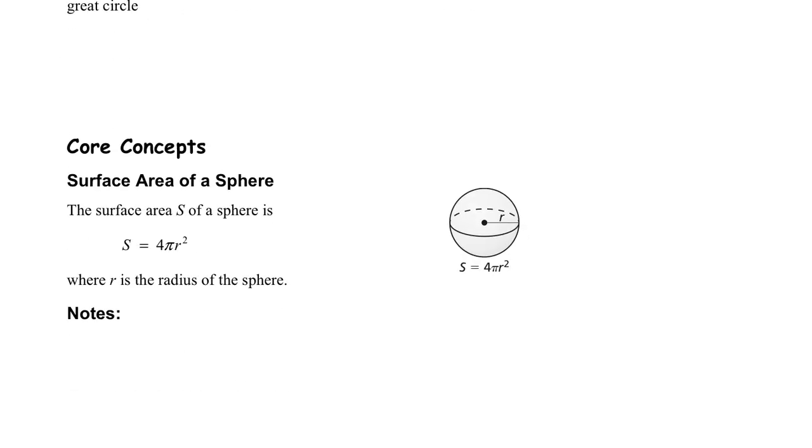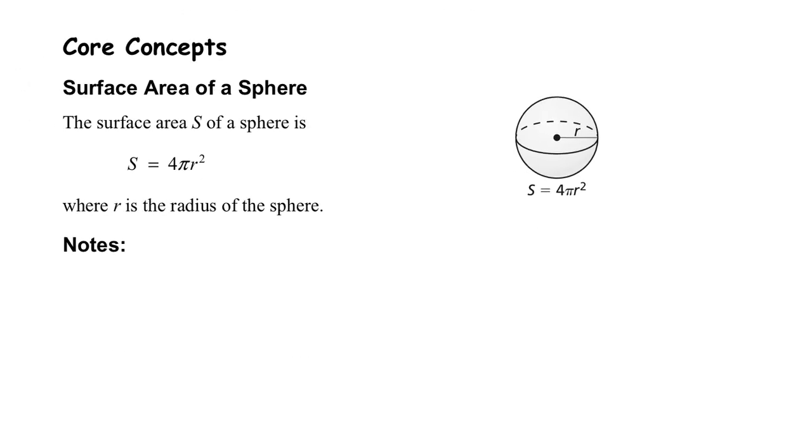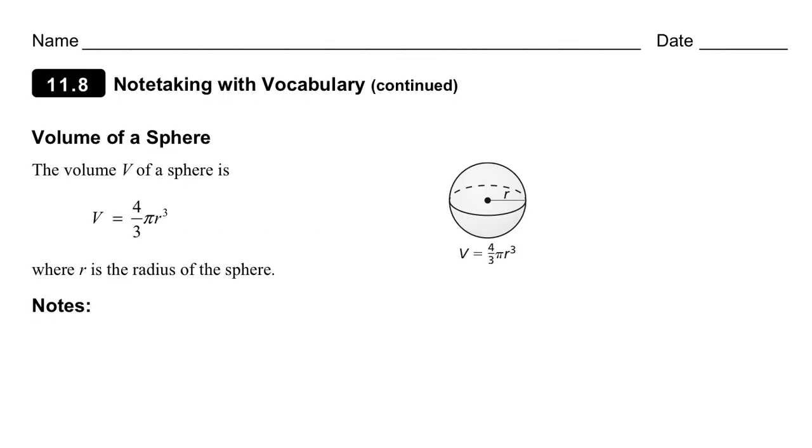So we have surface area of a sphere is equal to 4 times pi times the radius squared. Okay, 4 times pi times the radius squared. Now we also have the volume of a sphere, which is equal to 4/3 times pi times the radius. Notice now it says cubed. So we're just going to be using some formulas.